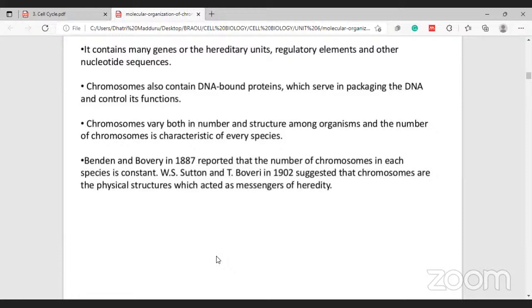But within human beings, it will be constant. The same number of chromosomes is seen in all human beings. If they are more or less in number, then that causes some diseases. So this concept was given by Benden and Boveri. And then Sutton and Boveri in 1902 suggested that chromosomes are physical structures which act as the messengers of heredity. That means they pass on the message of how a person or an organism should be.